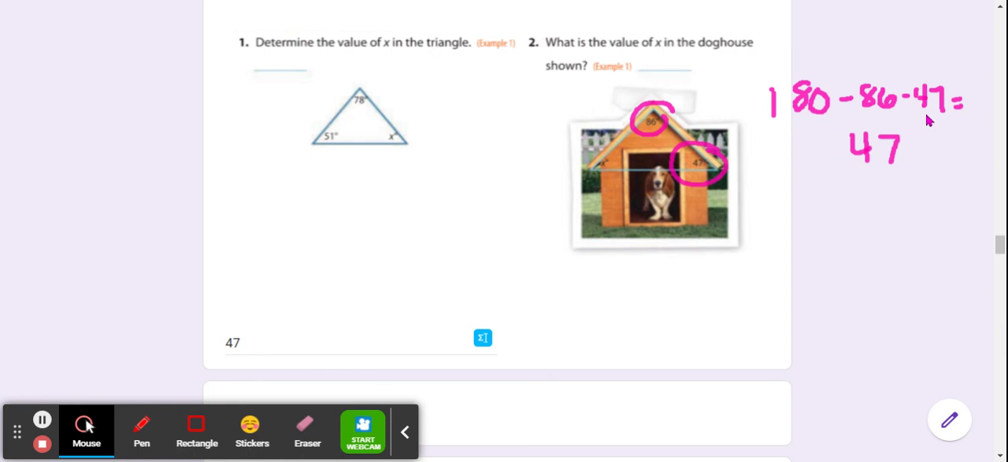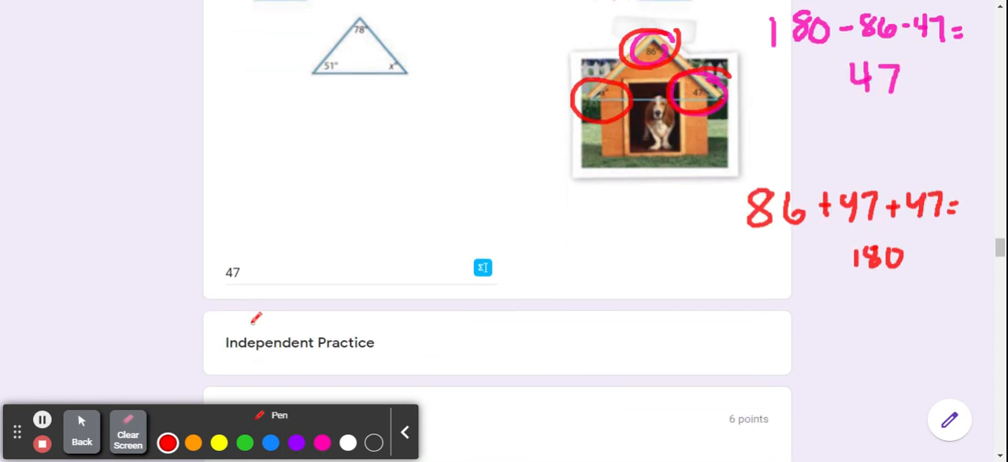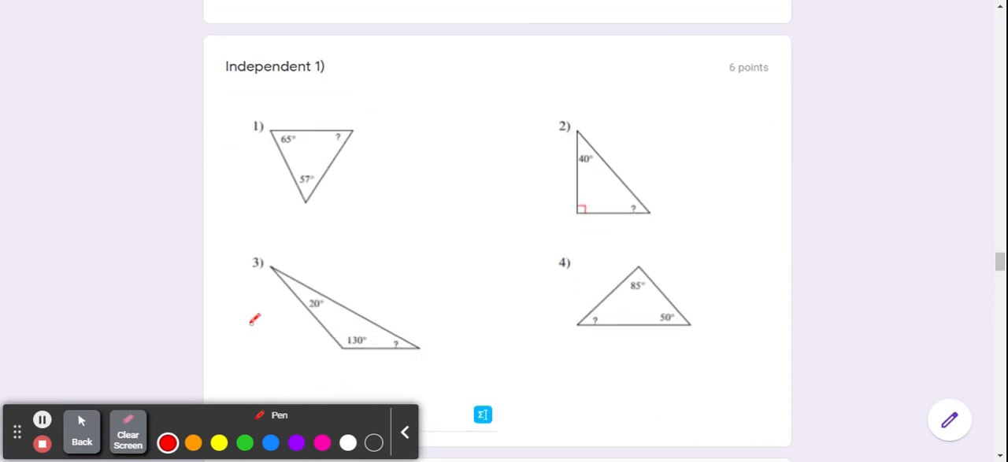So does my 86 plus my 47 plus my 47 really equal 180? Let me check. So what am I checking? Does my 86, so this is this angle right here, 86, 47. And then I said that this one was 47. Does it really equal 180? So add it up. And yes, I get 180 again. My answer is not 180. It's what is this missing spot? It's a 47. So now you pause your video, work on your 4 problems, and then you can resume when you're ready.